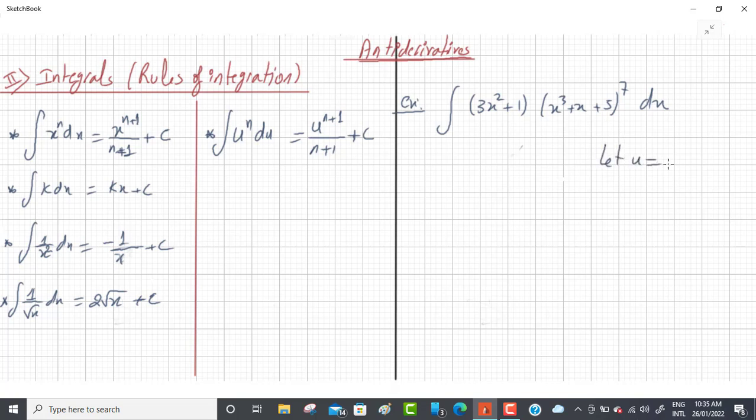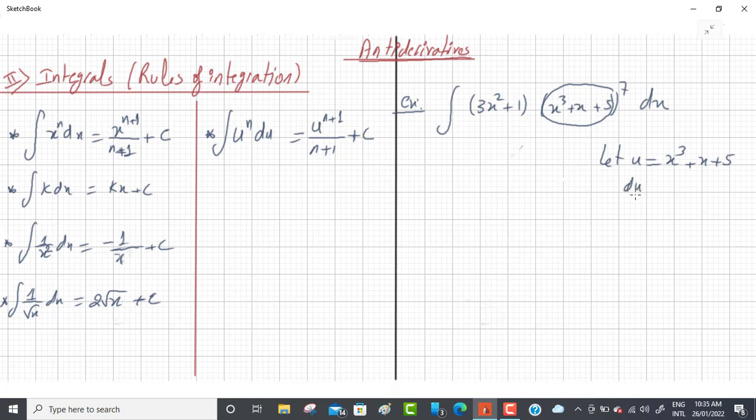Let u equal the biggest factor. The biggest factor here is x cubed plus x plus 5. When you take let u, you should take it without the power of this factor, and if there is a radical, without the radical of the factor. You just take what is inside the factor.